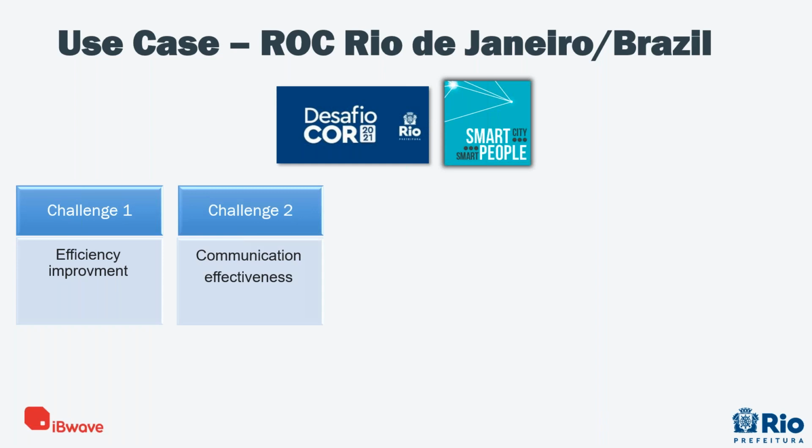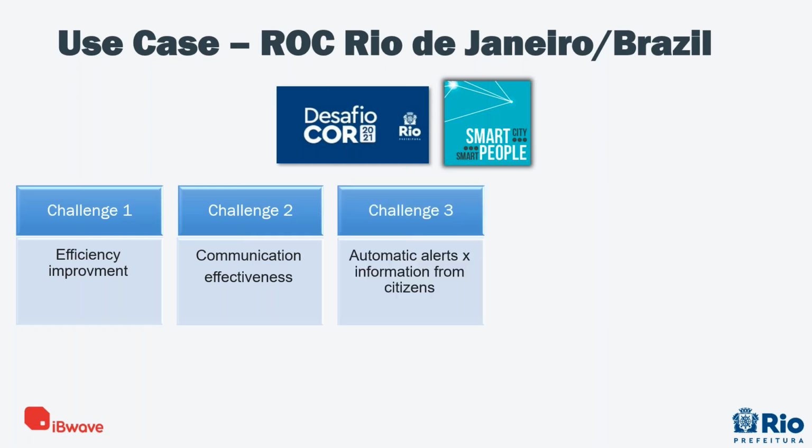And then how they can measure in real time the effectiveness of the communication that they are sending to the people in the urban areas, right? So the second one was the communication effectiveness. The third challenge was, since they have an emergency, they will start to launch the alerts, right?